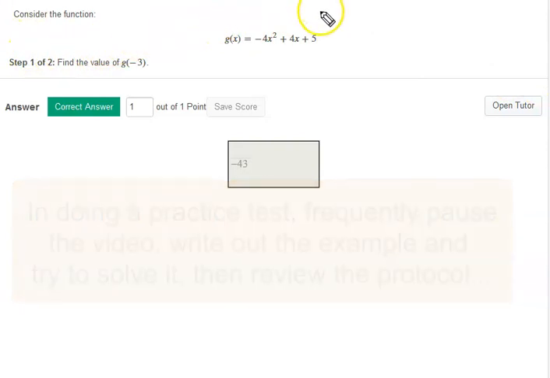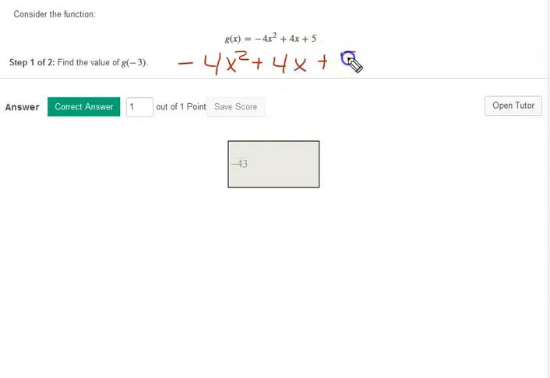Again, read the question carefully, write it down, then pause. So writing this down, we get a negative 4x squared plus 4x plus 5. And we're asked to substitute for our x value a negative 3.